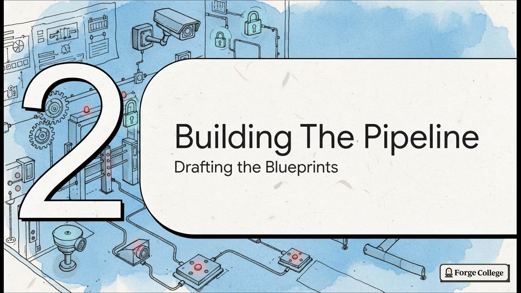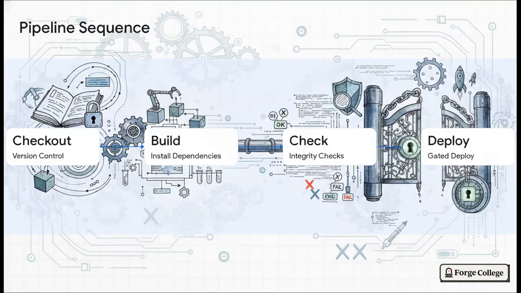Moving on to Part 2, building the pipeline. Let's draft those blueprints. It's time to wire up the alarms and set up our checkpoints. We're following a strictly sequential mechanical flow here. We start at Step 1, checkout. Then Step 2, build and dependencies. Step 3 is integrity checks, which is where our tests run. And finally, Step 4, the gated deploy.